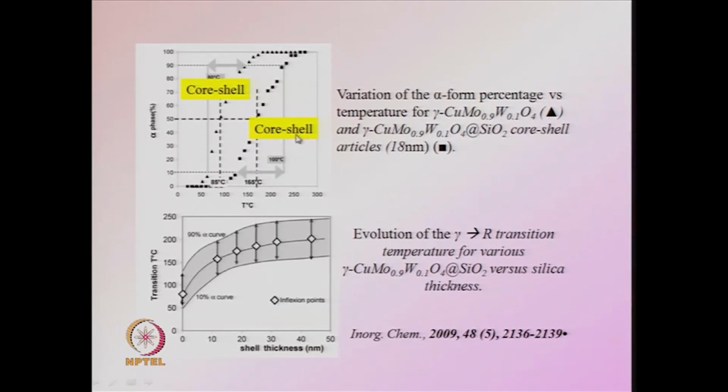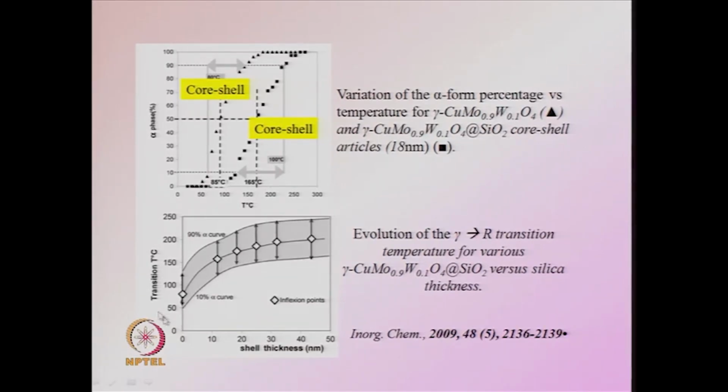Whereas, if you make a shell on top of the core, then it becomes alpha only after you go to higher temperature. So, there is a shift of nearly 100 degrees, from this temperature, which was 165 or 170, to something like 240. So, there is a large shift in temperature between these two. This is the pure core structure and this is the core shell structure, and there is an enhancement in the temperature at which the transition from the gamma phase to the alpha phase occurs.